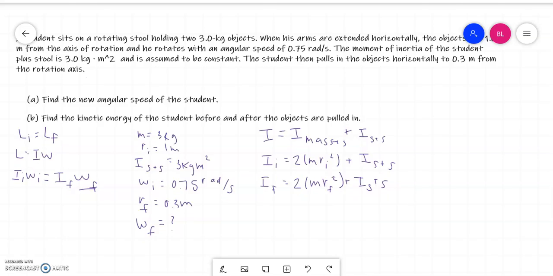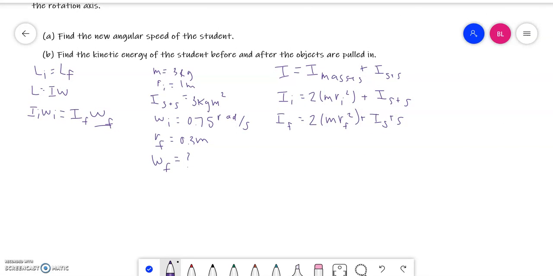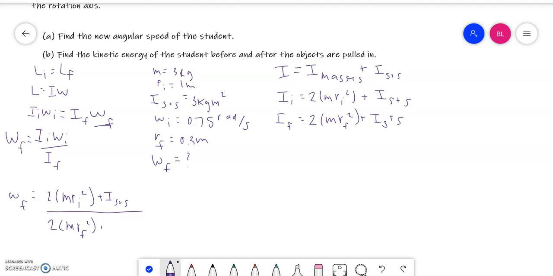So let's go back into our original equation. On the left over here, I'm just going to divide by the final moment of inertia, so our equation solves for the final angular velocity. And now we can put in the numbers that we know.